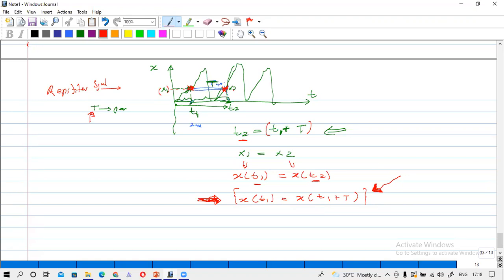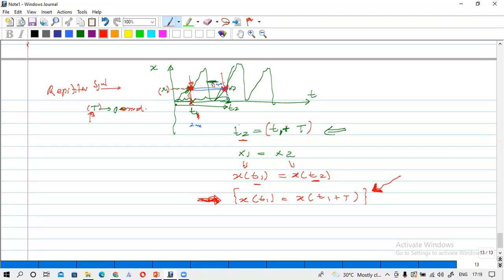In other words, this is the period of the signal. So for example, if we take any arbitrary point, let's say it is T1, then after capital T time, the value of this point will be repeating again here. So we will get the same value.